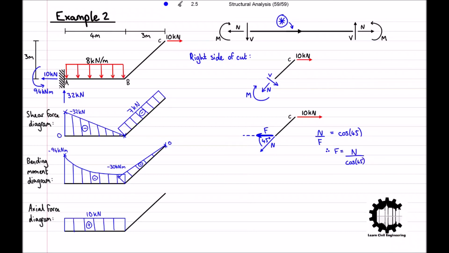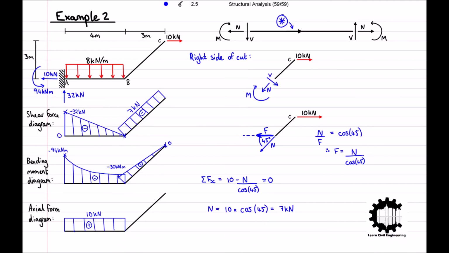cosine 45. Now we can apply the conditions for equilibrium, where taking the x-coordinate direction to be positive, the sum of all horizontal forces is equal to 10 minus N over cosine 45, which equals 0. So rearranging for N, we get N equals 10 times cosine 45, which equals 7 kilonewtons. Therefore, we can conclude that the axial force at the middle of bar BC is 7 kilonewtons, and since it is positive, it is a tensile axial force.